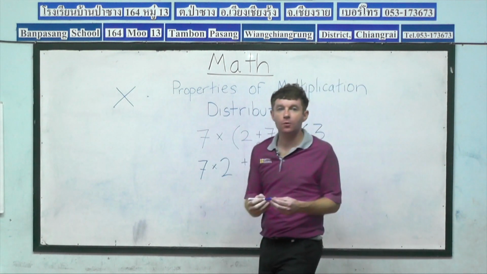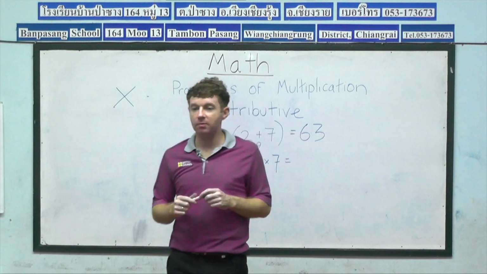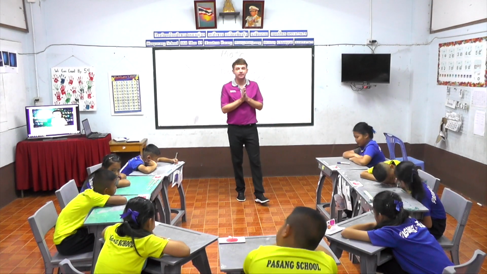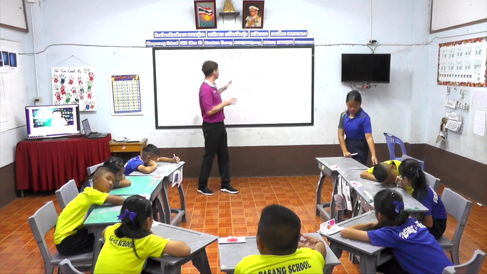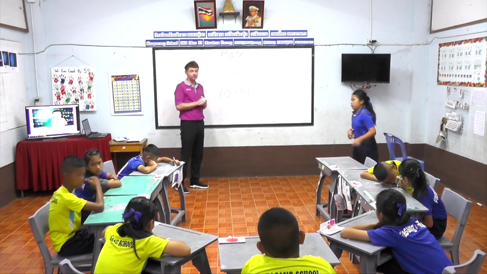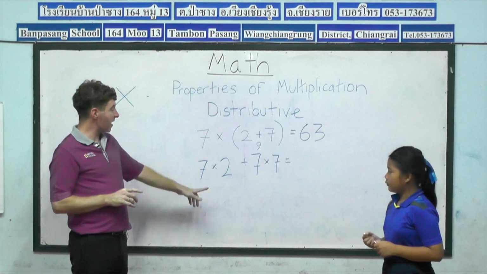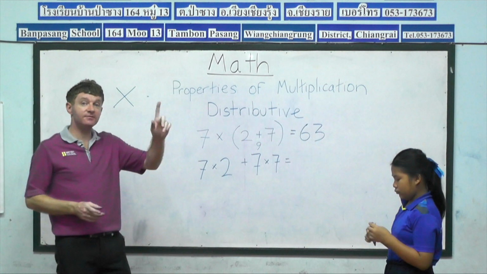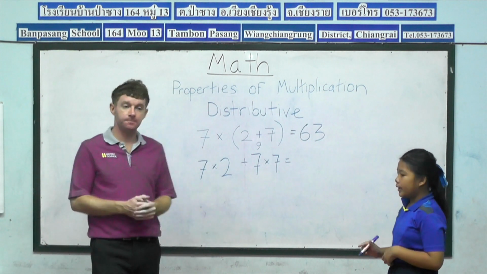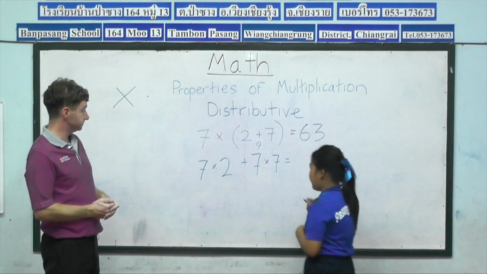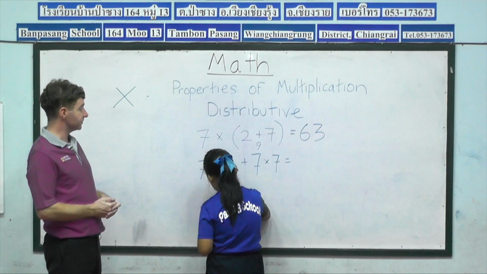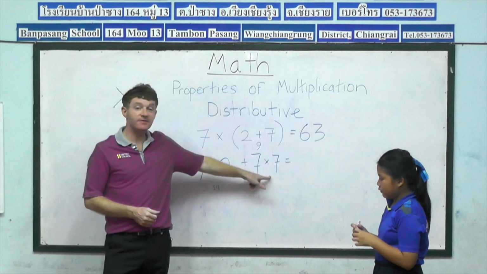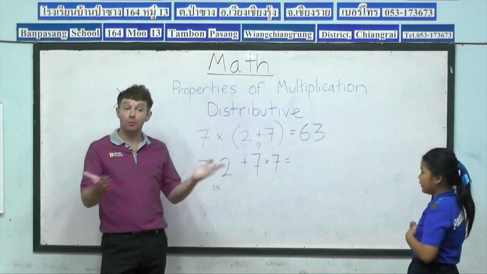So let's see who can come forward and work out this problem for me. I know Lakgau has the pen. Lakgau can come and work out the distributive property for us. So guys, any brackets this time? No brackets, so we can start here. So first of all, 7 times 2 equals 14. Excellent, Lakgau, well done. And then our second problem, 7 times 7 equals 49.